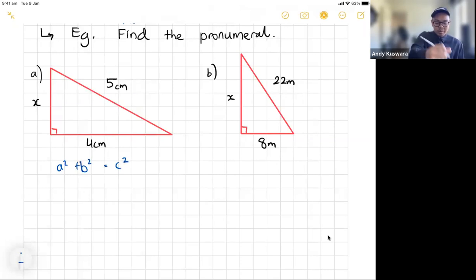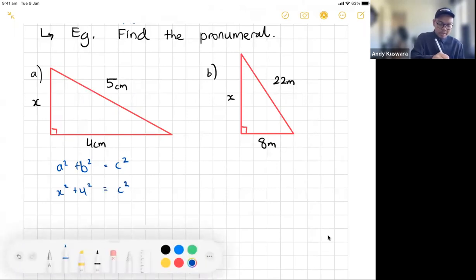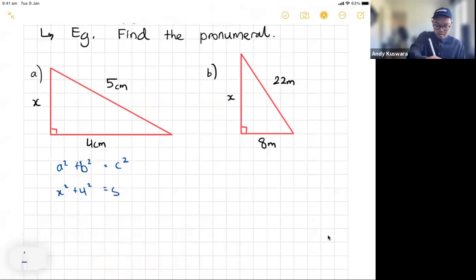Instead of a squared, we don't know what a squared is, so I'm just going to let it equal x squared. b squared is another short side, so I'm going to say that that's 4 squared. And then it's supposed to equal c squared. Or we know what that is now, actually. We know that that's 5 squared. So let's move things around a little bit.